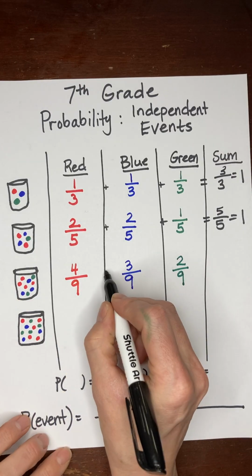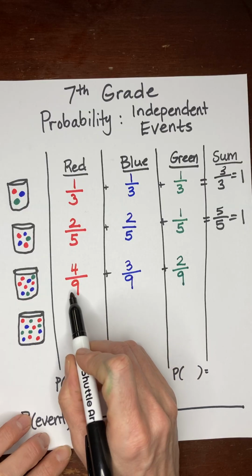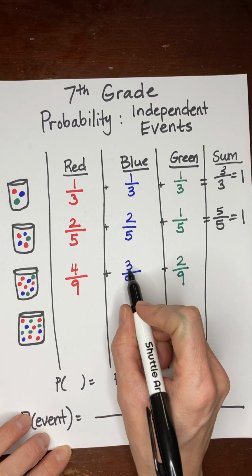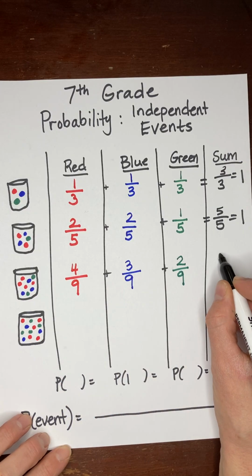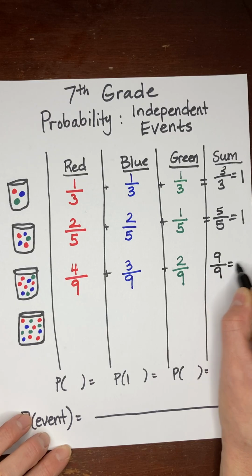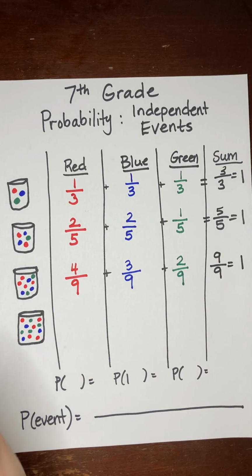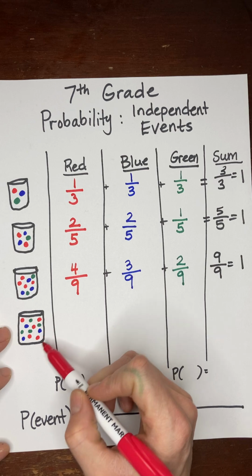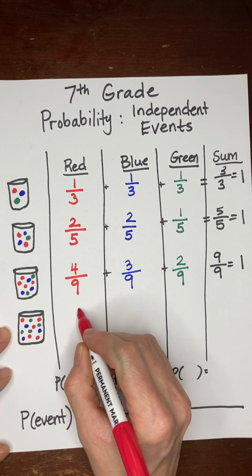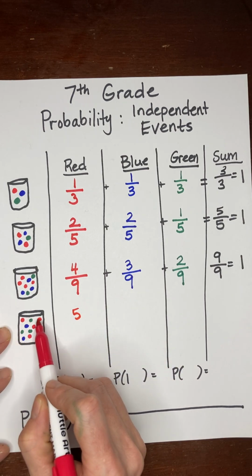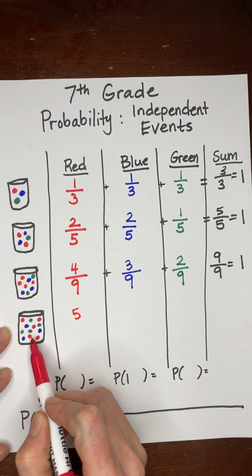Just like last time, let's add these up. Okay, keep 9 as our denominator. 4, 7, 8, 9. That's interesting. That's also equal to 1. Okay, last jar. This time I've got 1, 2, 3, 4, 5. How many marbles altogether? 1, 2, 3, 4, 5, 6, 7, 8, 9, 10, 11, 12.